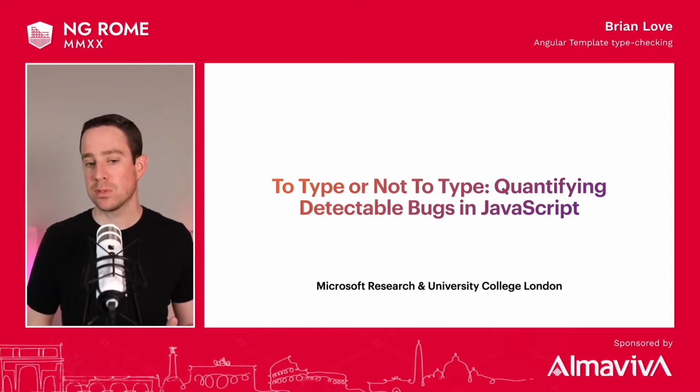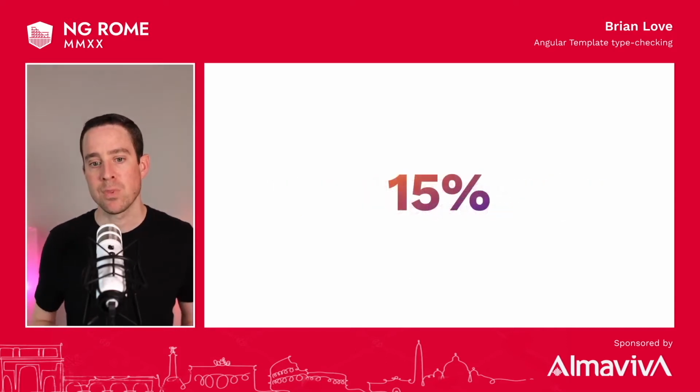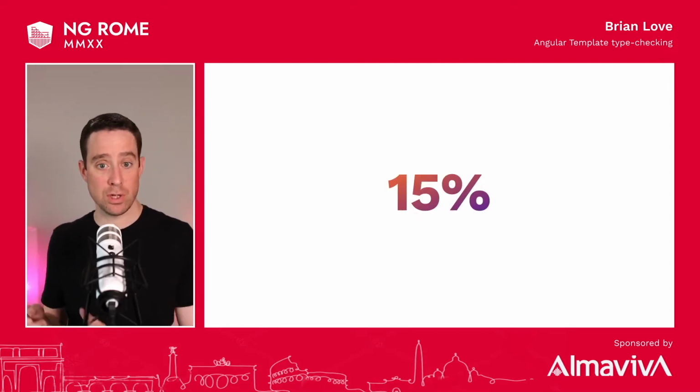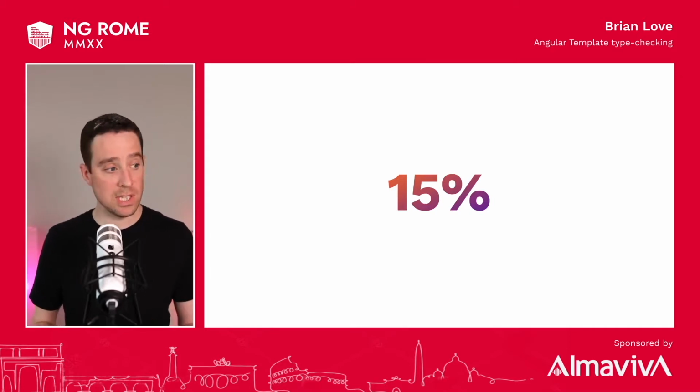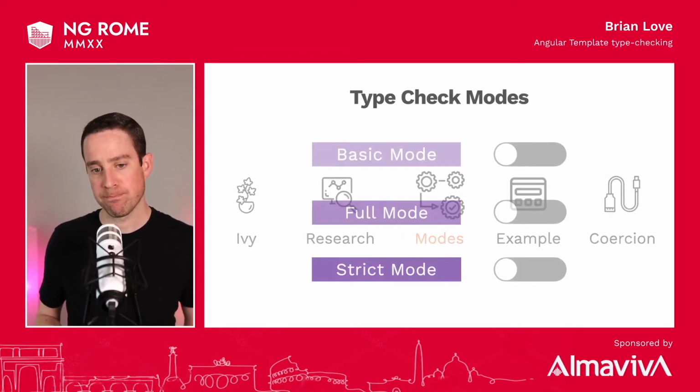Now, of course, that was directly related to TypeScript, but I think that's also correlated to what we're talking about here with type checking in Angular templates. And what they learned is that 15% of those closed issues could have indeed been caught ahead of time during the build pipeline. Now let's take a look at these 3 modes and how we enable them.